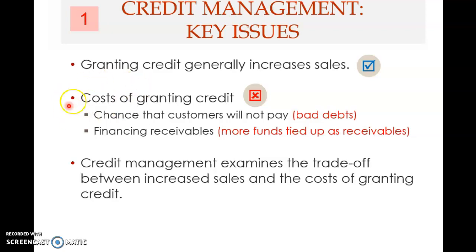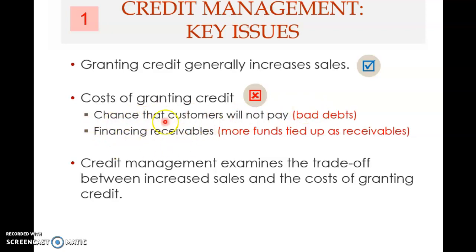Now there are also costs here in granting credit. What are the costs? There are 2 major costs here. One is the chance that customers will not pay. You sell to them on credit, but they may not pay. So when they don't pay, then it becomes bad debts. So receivables don't turn into cash, they become bad debts. And then you write them off. It's a loss. Okay, it's a total loss, because you lose the cost of producing the goods and you don't collect the cash. So this is one loss, one cost.